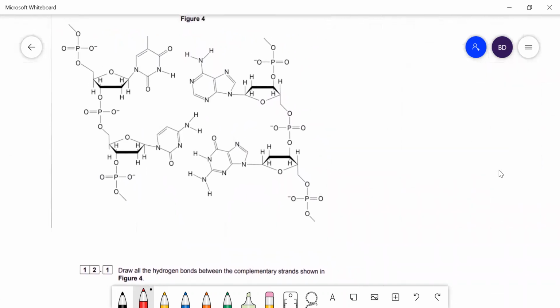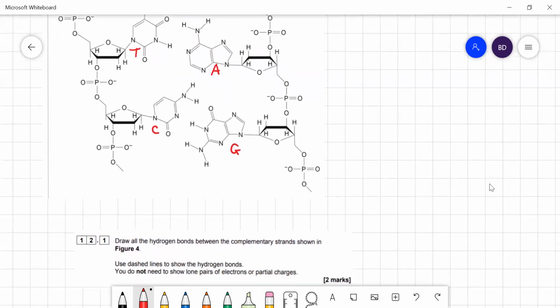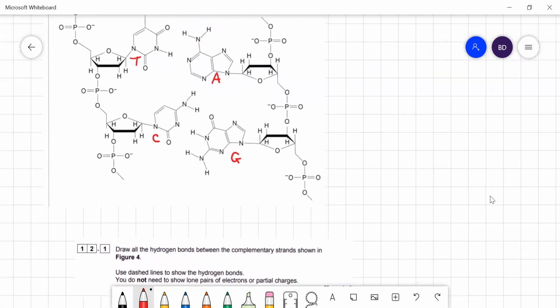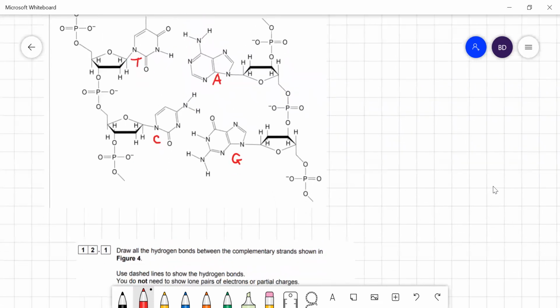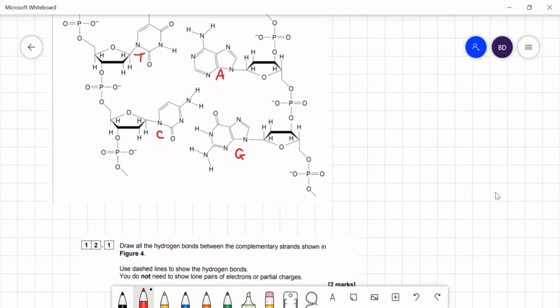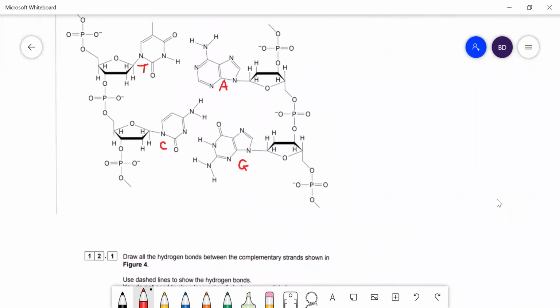Now here, if you look at your data sheet, this one is adenine, this one is thymine, this one here is guanine, and this one is cytosine. You don't need to show any partial charges, and you don't need to show lone pairs of electrons. So draw them as dashed lines. A bit hard to do dashed lines with this pen, but I'll try.